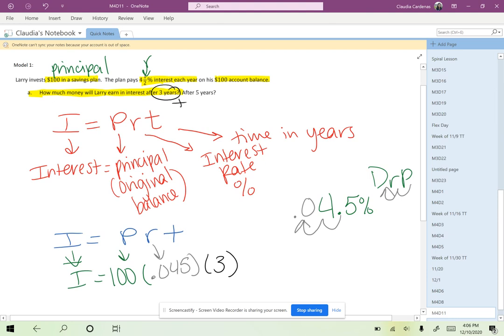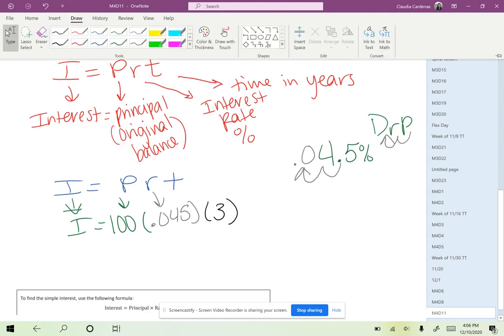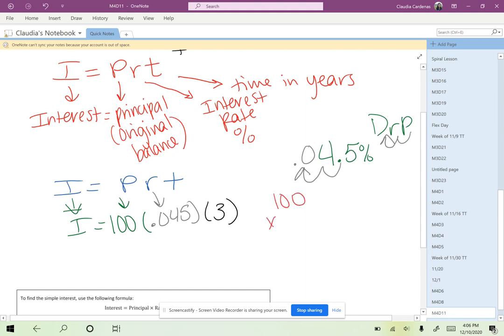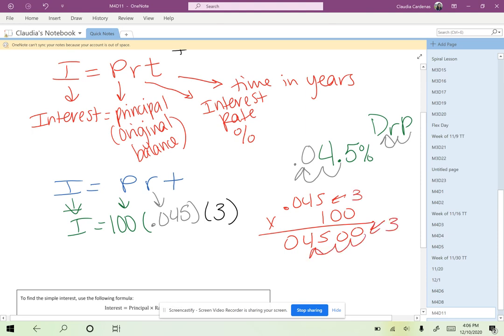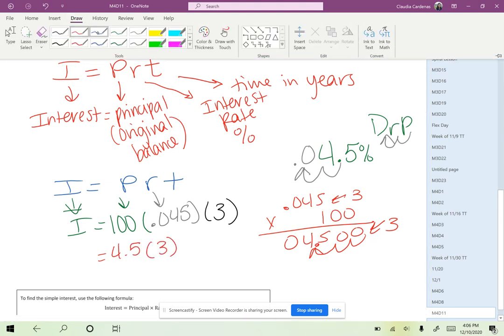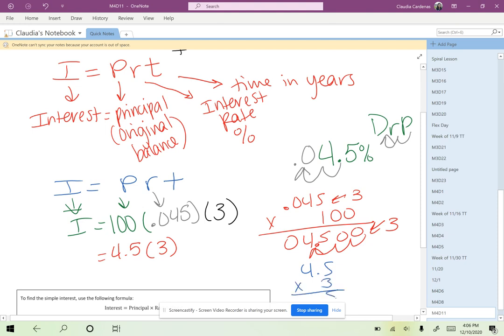Alrighty. So now that we have everything substituted into our equation, we are going to multiply all of these numbers together and let's see what we get. So 0.045 times 100. Well, we already know we can move the decimal point over 2 places to the right, but let's go ahead and just do our multiplication to see what we get. And we get 4.5 times 3. 4.5 times 3, with one number behind the decimal point, so one number behind the decimal point here. So we get 13.5. Well, what does that mean?